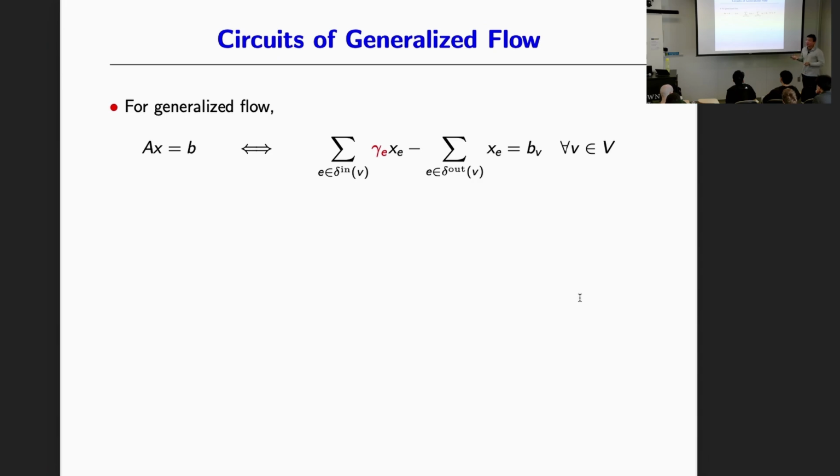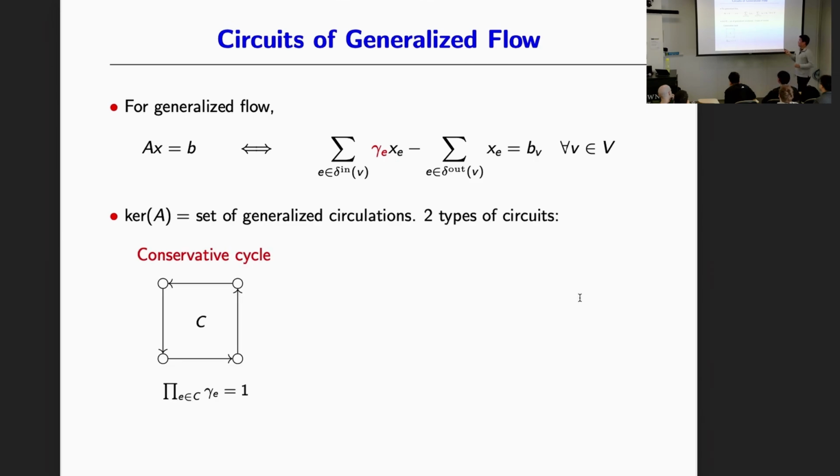So what about generalized flow? For generalized flow, the constraints are a bit more complicated because we now have this extra gain factor on every arc. So the kernel of A is going to be the set of generalized circulations, solutions to Ax equals 0. Turns out the circuits of generalized flow are very well behaved. There are essentially two types. The first type is what we call a conservative cycle. This is a directed cycle where the product of the gain factors on the cycle is equal to 1. So when you push flow around the cycle, you end up with 0 excess from where you started.